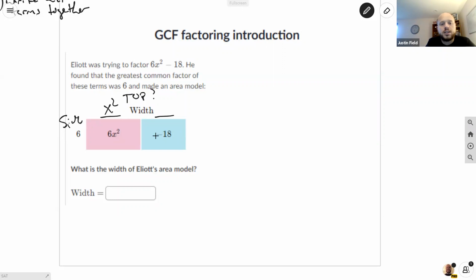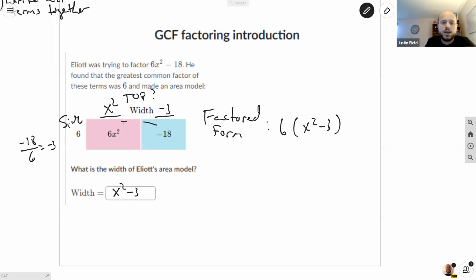How about here? 6 times what is negative 18? 6 times 3 is 18, right? And if we didn't know that, you could always take the term inside the box and divide by what you know, because when you're trying to figure out multiplication, the opposite is division. So we can use inverse operations, and we would get negative 3. So it is negative 3. 6 times negative 3 is negative 18. All right, so the width is x squared minus 3. But factored form is 6 times x squared minus 3. So this, in factored form, is that.